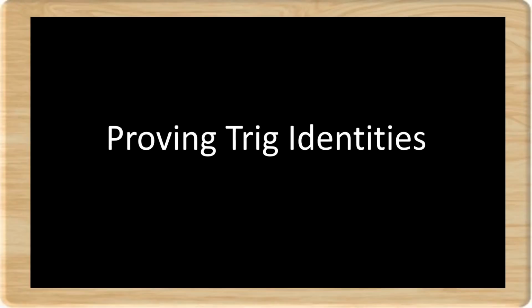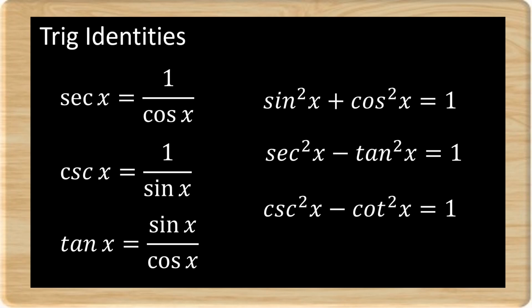In this video, I'm going to talk about how to prove trig identities. First, let's talk about some trig identities that we should know. You should know secant x is equal to 1 over cosine x.